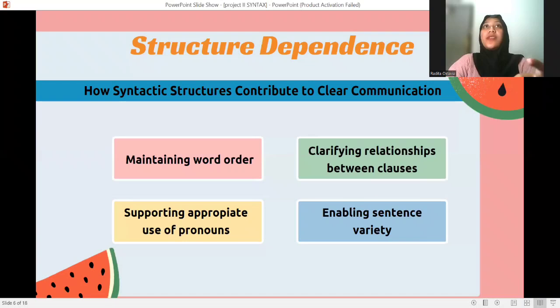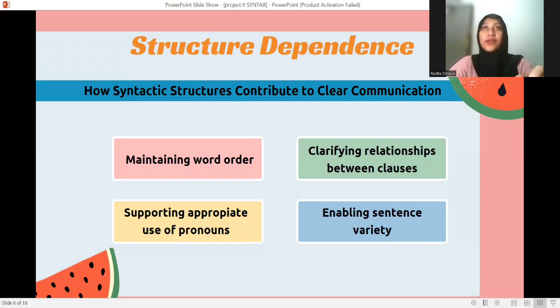How does syntactic structure contribute to clear communication? The first is maintaining word order. The English language adheres to a specific word order, typically following the subject, verb, and object pattern. Maintaining this word order within syntactic structure helps in creating clear, easily understandable sentences.